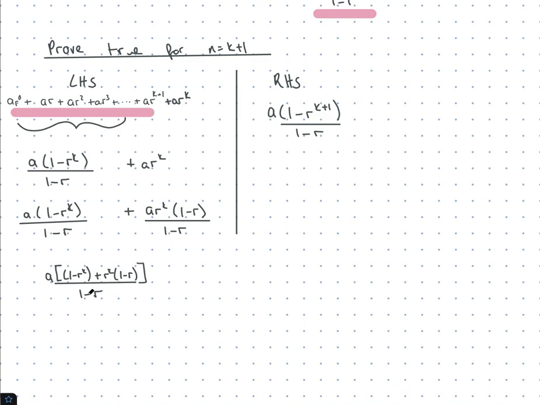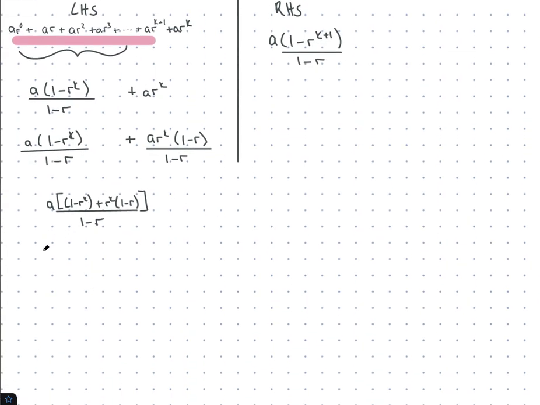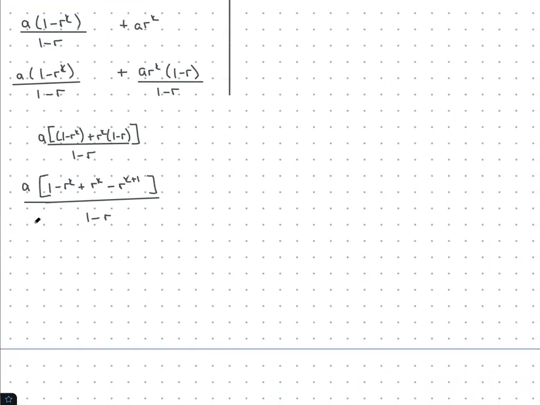What I can do now is I can try and tidy up the brackets a little bit. So I'm going to have A into 1 minus R to the k plus this by this is R to the k. Then this by this will be minus R to the k. And then when you've got indices with the same base and you multiply them, you add the powers. So I'm going to say plus 1 up the top there. And then on the bottom, we're going to have 1 minus R. All right, so there we have that.